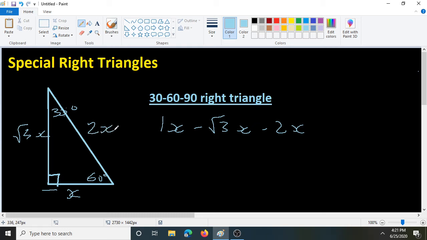So if we have x, for example, equal to 2, then the side opposite from the 60-degree angle would be 2 root 3. And the side opposite from the 90-degree angle, the hypotenuse, would be 4.